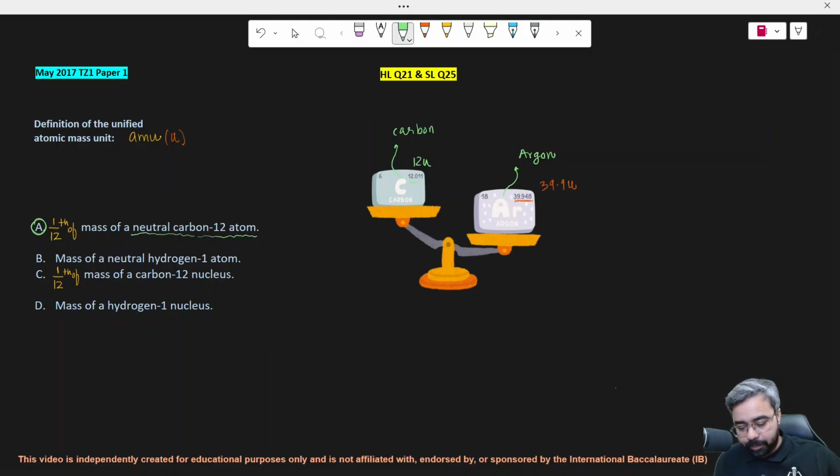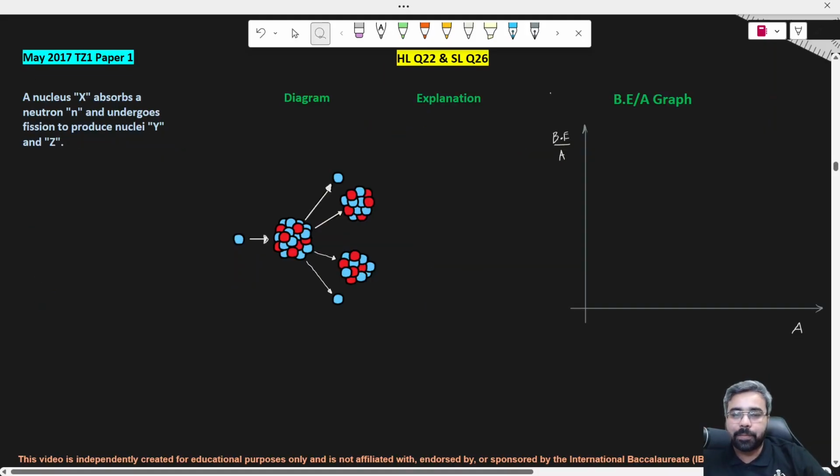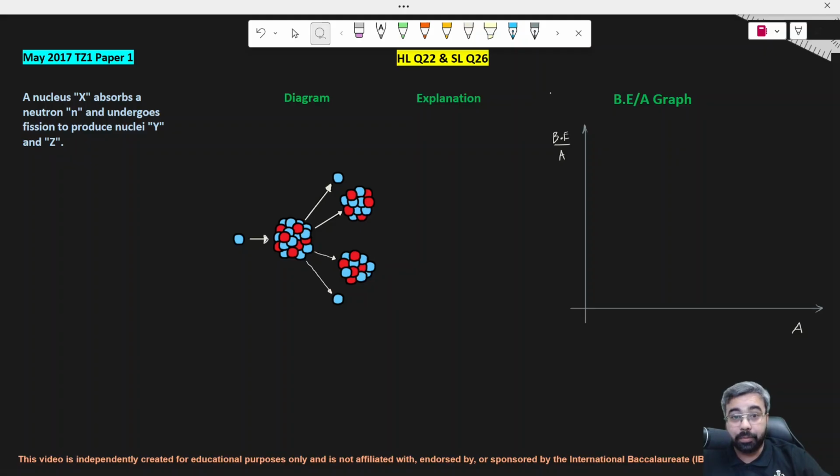Hi, this IB Physics past paper MCQ is about a nuclear fission reaction. You know that it is a process in which one heavy unstable nuclide, when it absorbs a neutron, splits into two lighter nuclides.